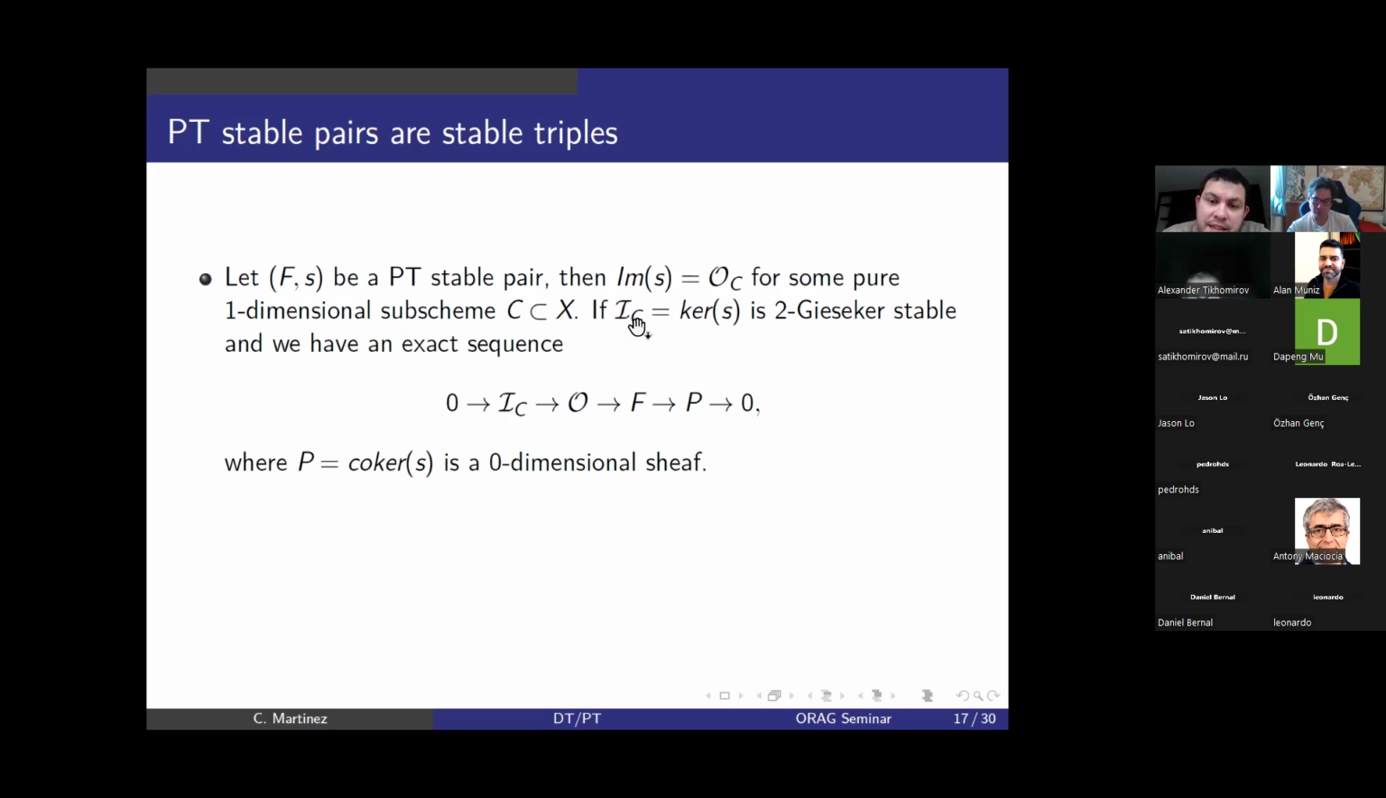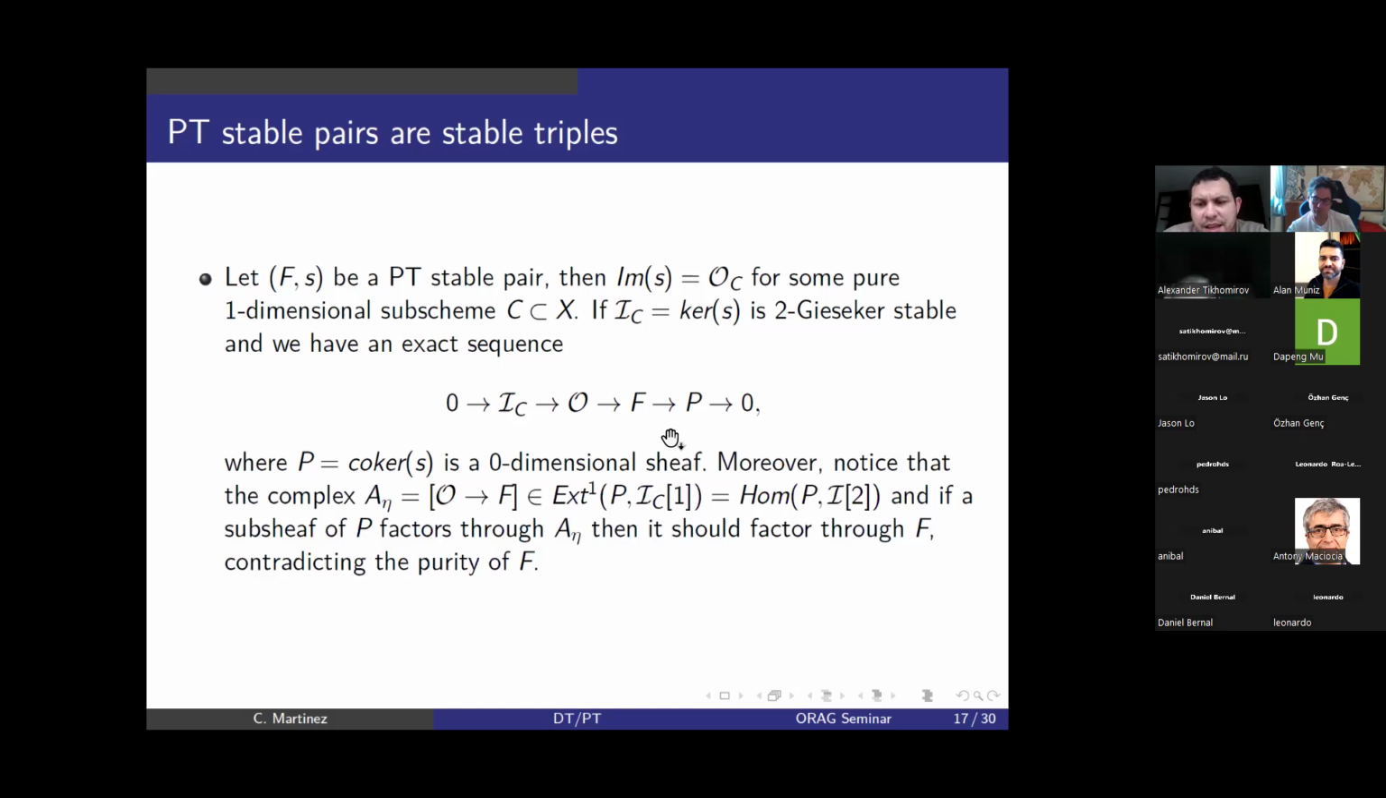And then if I take I_C to be the kernel of this section, this is Gieseker stable, and we have this exact sequence. The natural thing, right? This morphism from O to F has cokernel that is P, and the kernel is I_C. And this P is zero-dimensional because of the definition of F. Then I can look at these two terms in the middle, O to F, and think of this as a complex, and I call this complex A_eta. And this A_eta turns out to be an extension of P by I_C shifted by 1, right?